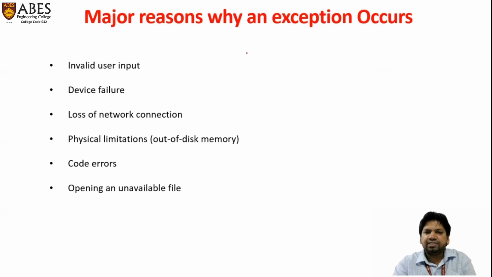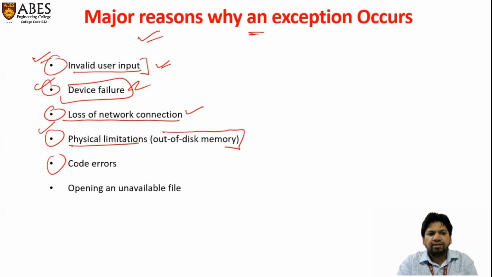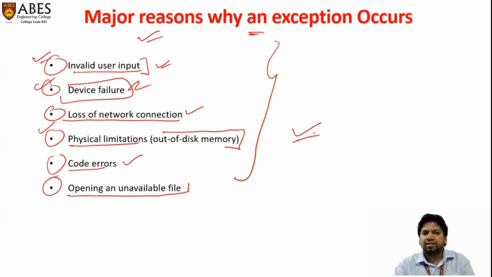The major reasons why exceptions occur. Why do exceptions come to us? What is the reason? The first reason is invalid user input. The input given by the user is invalid, so the exception came. Second, device failure. The device has failed. Third, the loss of the internet connection. Fourth, physical limitation, out of disk or memory. Fifth, code errors. And sixth is opening an unavailable file. So these are the major reasons exceptions occur: invalid user input, device failure, loss of internet connection, physical limitation, code error, and opening an unavailable file.